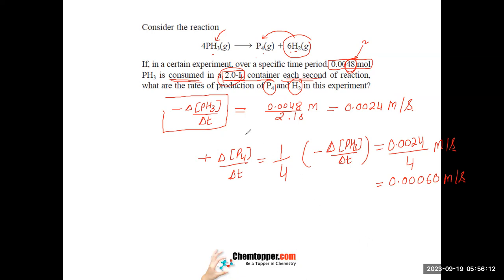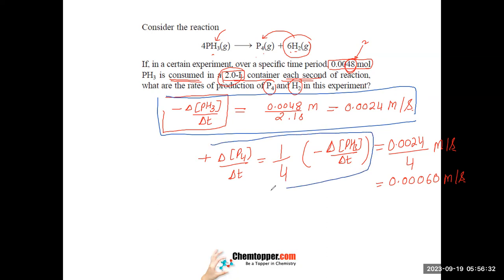No, it was the rate of disappearance. I'm answering the question asked by Sanvi. You're talking about this one. This is the rate of disappearance of PH3. Then the rate of appearance of P4 is this one. It is 1/4 of PH3. See, for every 1 mole of P4 formed, 4 moles of PH3 are consumed. And this is the rate of appearance of P4.